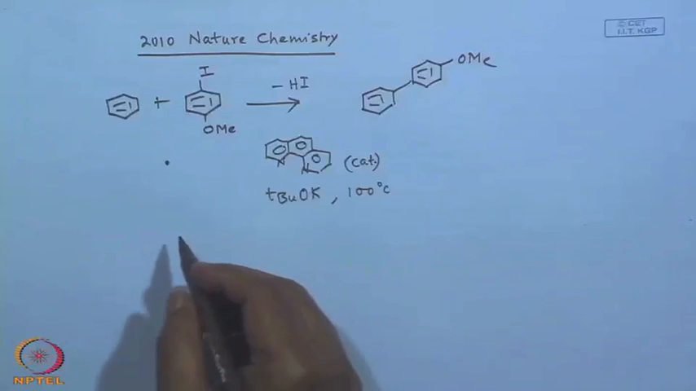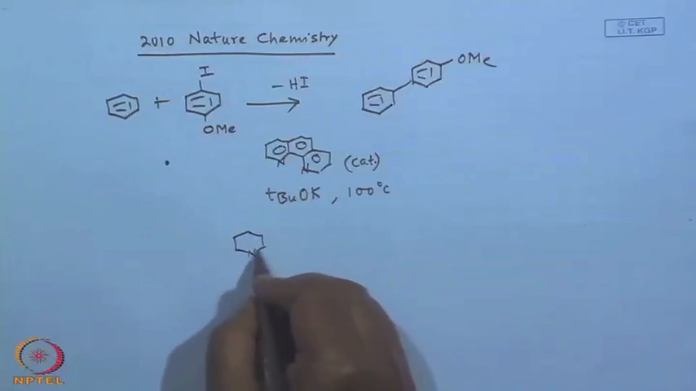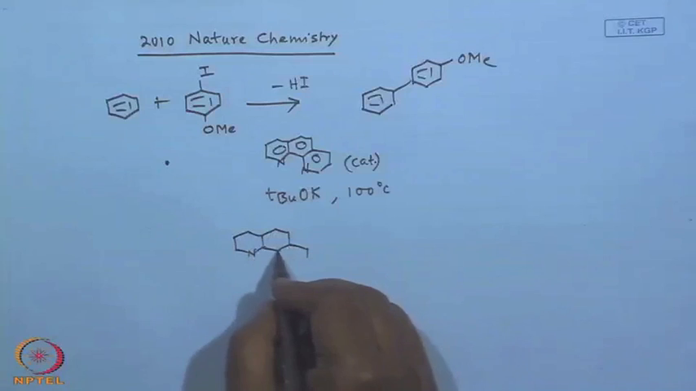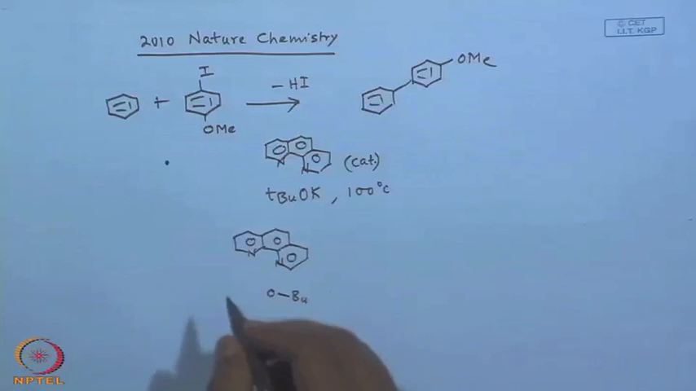The explanation is that it's enhancement of the basic property of potassium tertiary butoxide. So you had a base, potassium tertiary butoxide. You are enhancing the basicity of the base by using another heterocyclic base, and the explanation that has been given is like this. So, you have a phenanthroline nucleus, nitrogen, and apparently it complexes with potassium tertiary butoxide.